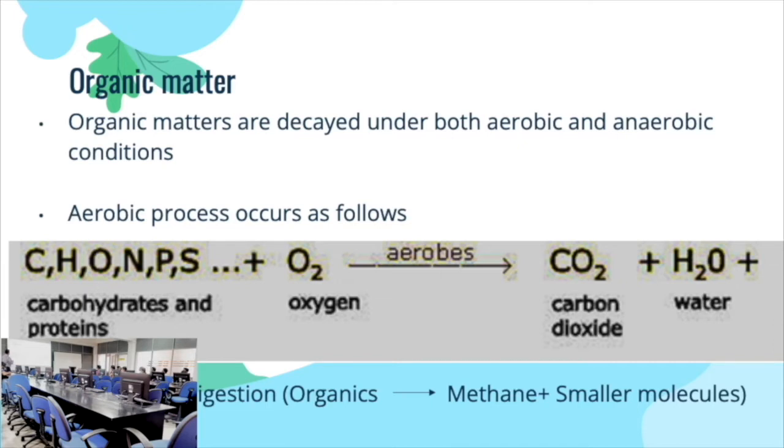So organic matter is removed around the root zone by the aerobic system. So aerobic bacteria are involved. Basically organic matter involves carbohydrates and proteins, C, H, O, N, P, those elements. With the use of oxygen and the aerobes or aerobic bacteria, we can convert it to carbon dioxide, water and energy.